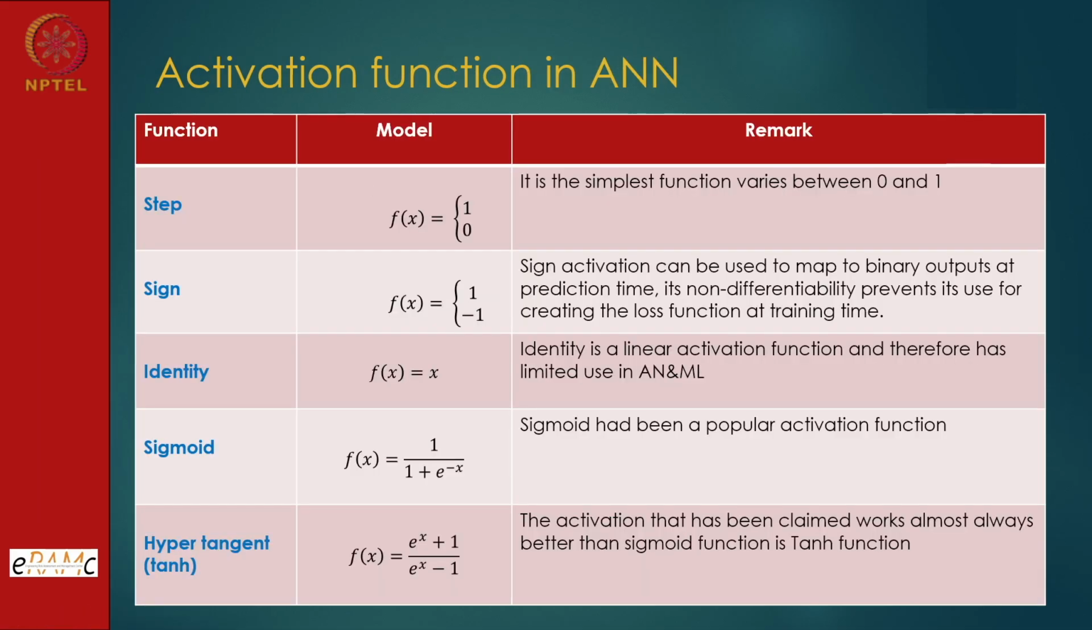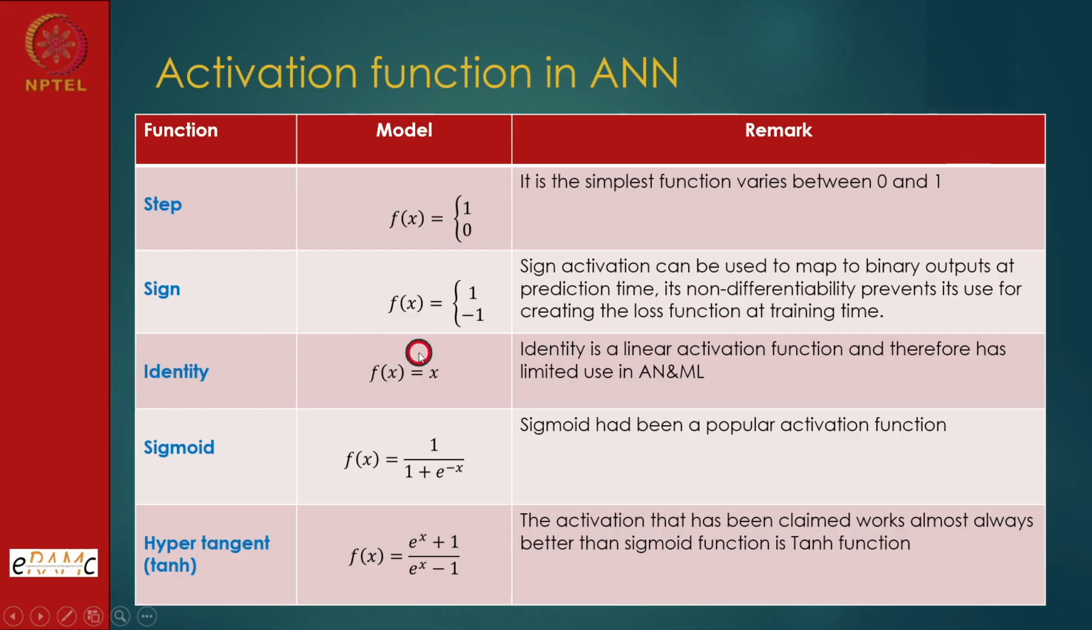I was talking about the activation function in an NN. It can be a step function, 0 and 1, like crisp logic, or a sign function, plus and minus. That is the kind of domain we have here. If you are dealing with data with plus and minus, a crisp sign activation can be used in binary outputs and prediction, but its non-differentiability prevents its use for creating the loss function and for training.